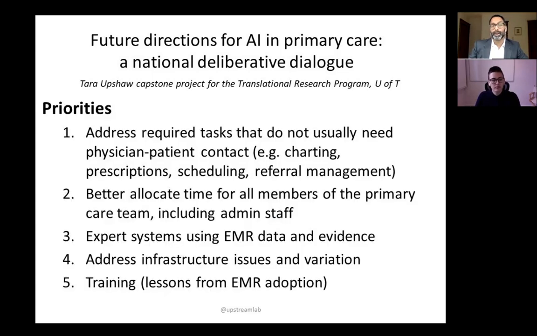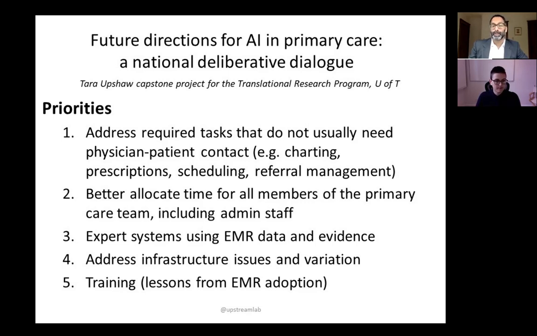So some of the priorities that we found were that, in fact, one of the top priorities was addressing tasks that don't really usually use the patient-physician contact, but could actually be addressed, like charting and prescription scheduling and managing referrals.